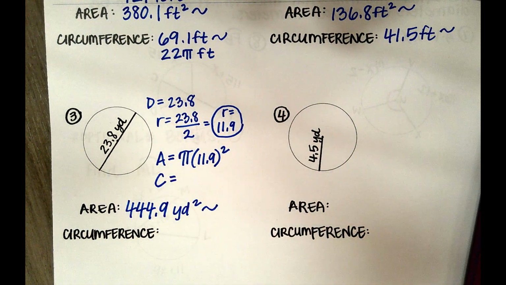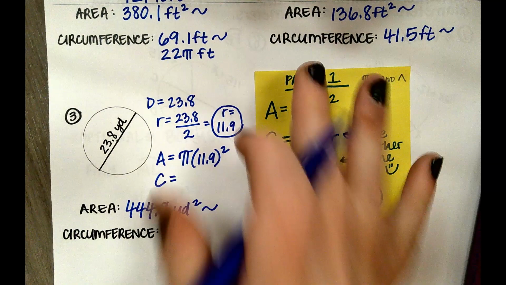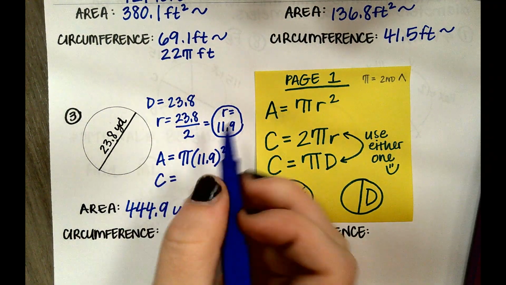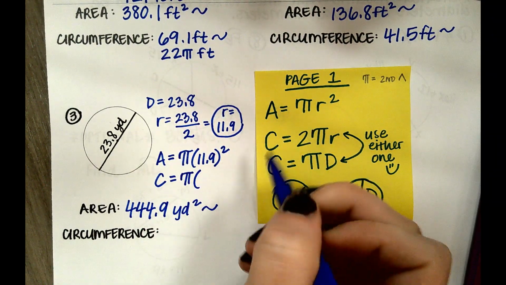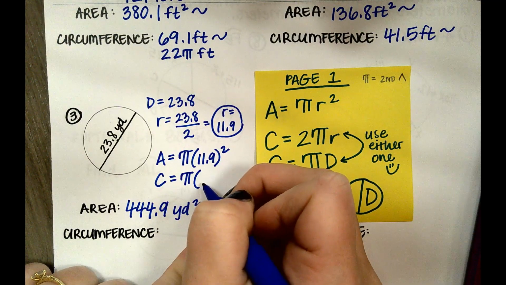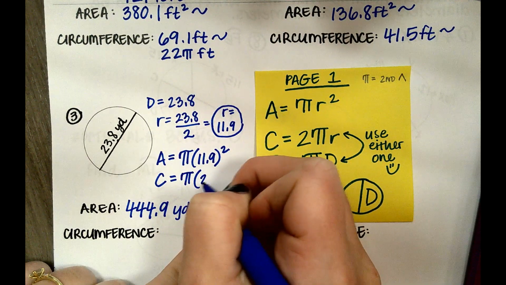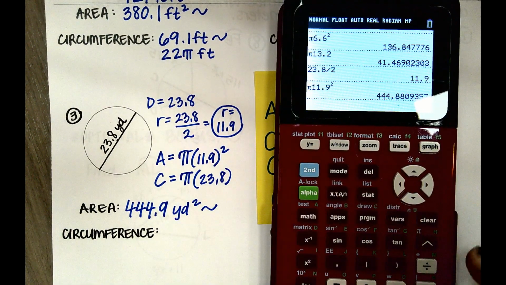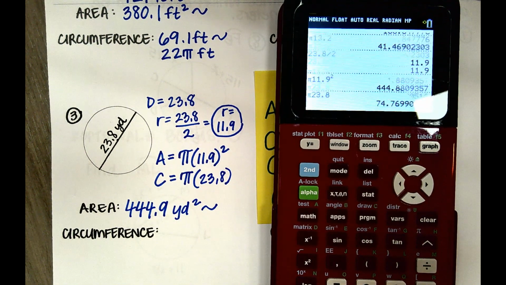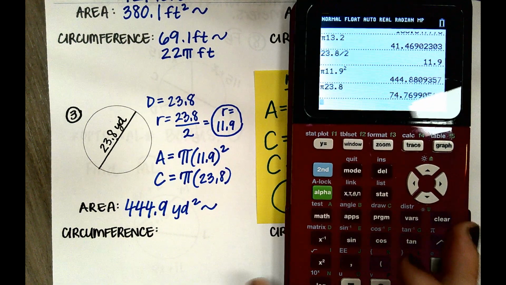Anytime they give us a diameter, I like to use the pi d, just because it's a little less to type. So I'm going to type pi, and will I still use 11.9 or 23.8? Yes, 23.8. And that will give us 74.769 and so on. I will round that up to 74.8.